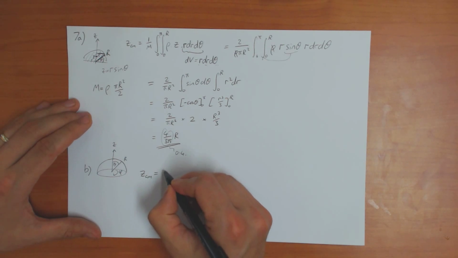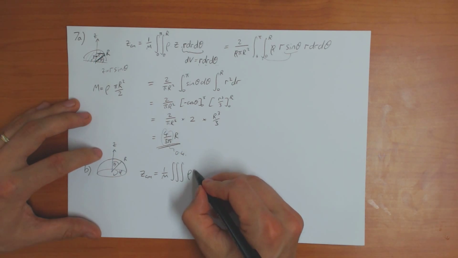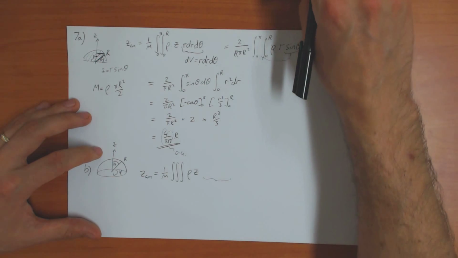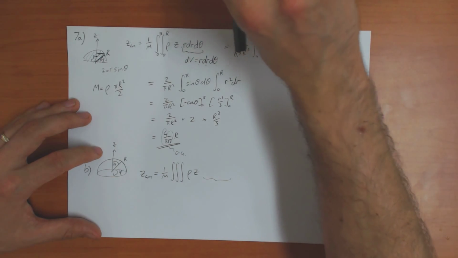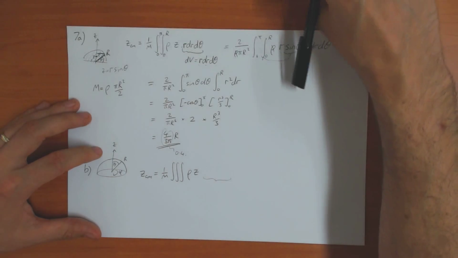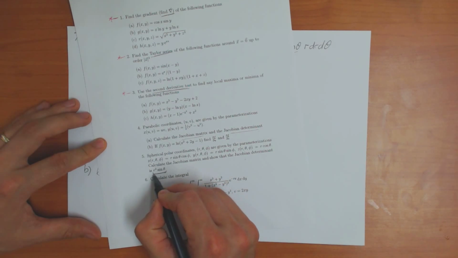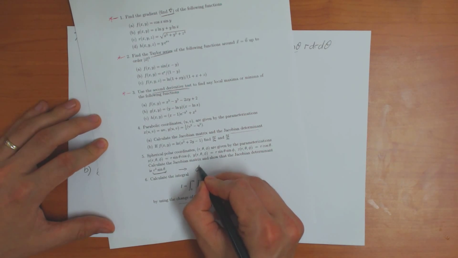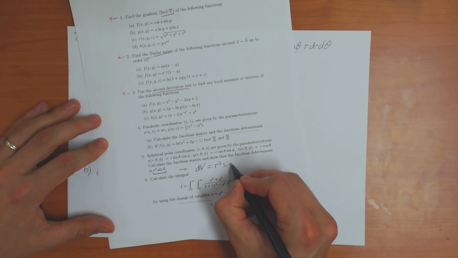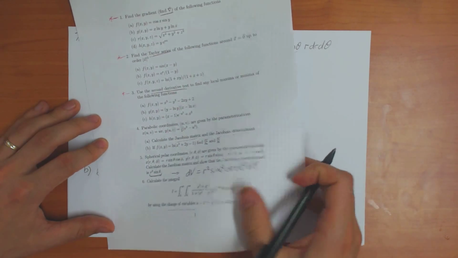So z_CM is 1 over m times the integral of density times the z coordinate times the volume element, and this is what we worked out in question... Where is it gone? Anyway, I can't find it. Oh yes, here it is. In question 5 on this, we worked out that the Jacobian determinant is r squared sine theta. So that means in spherical polar coordinates, dV is going to be r squared sine theta dr d theta d phi. Okay.